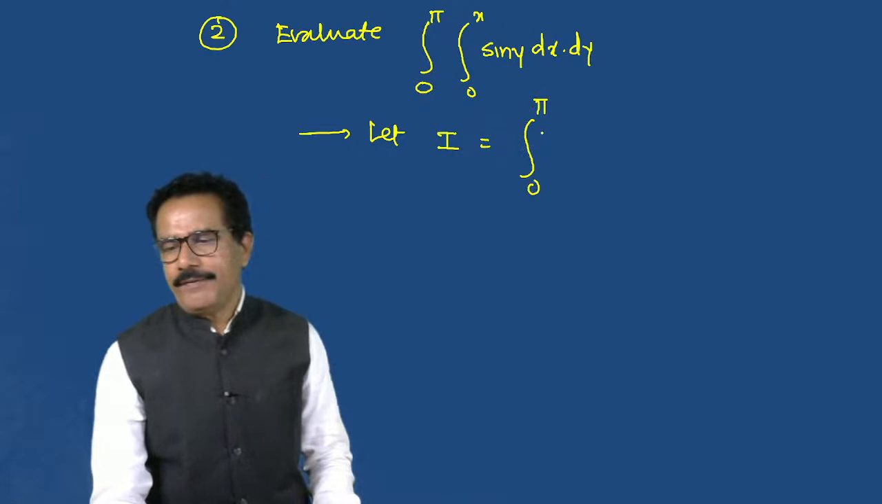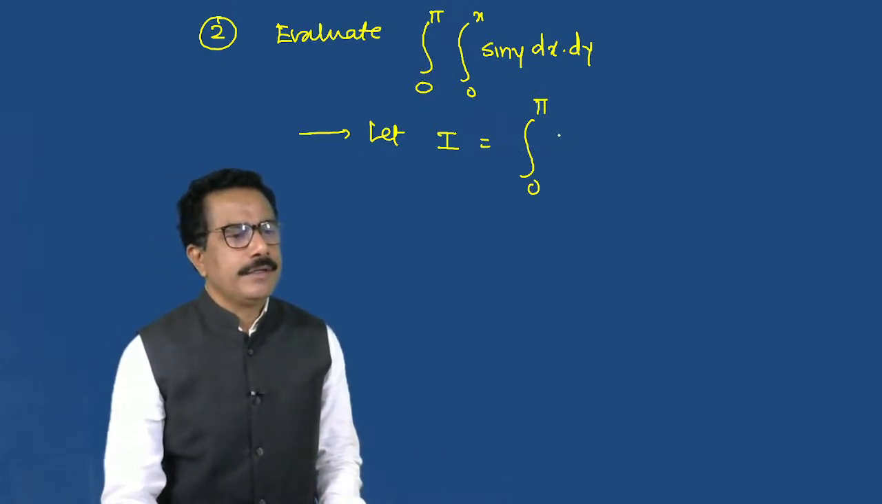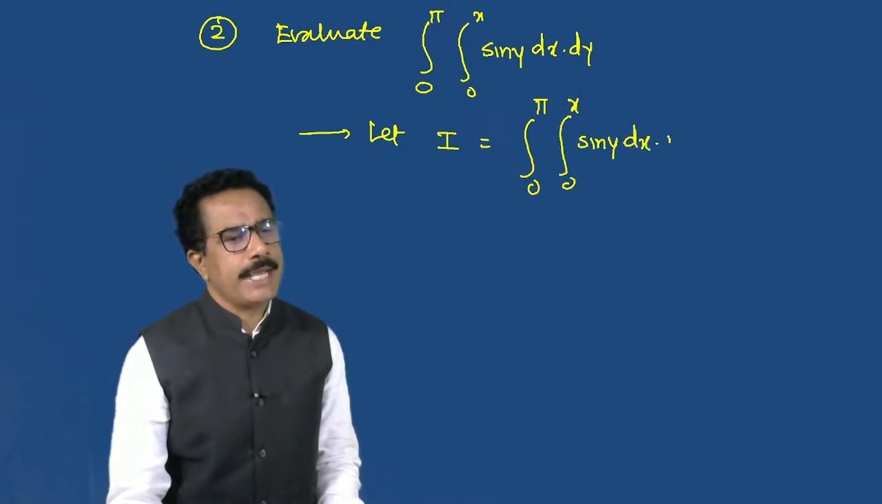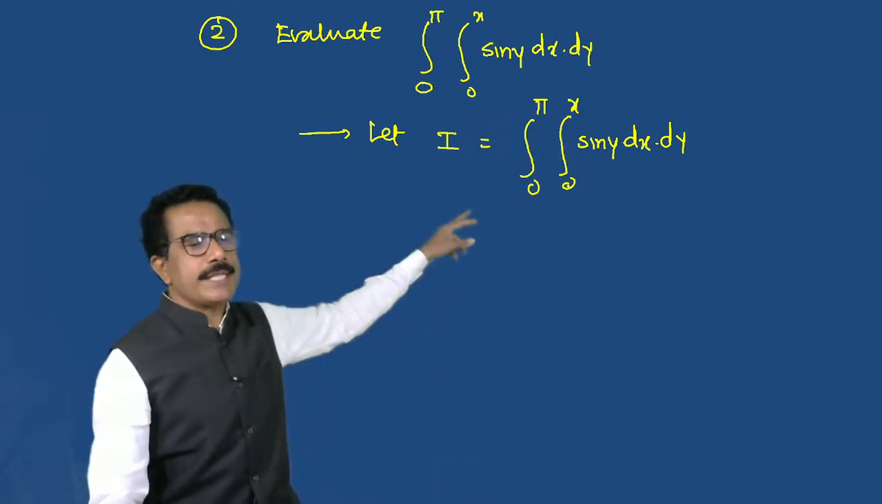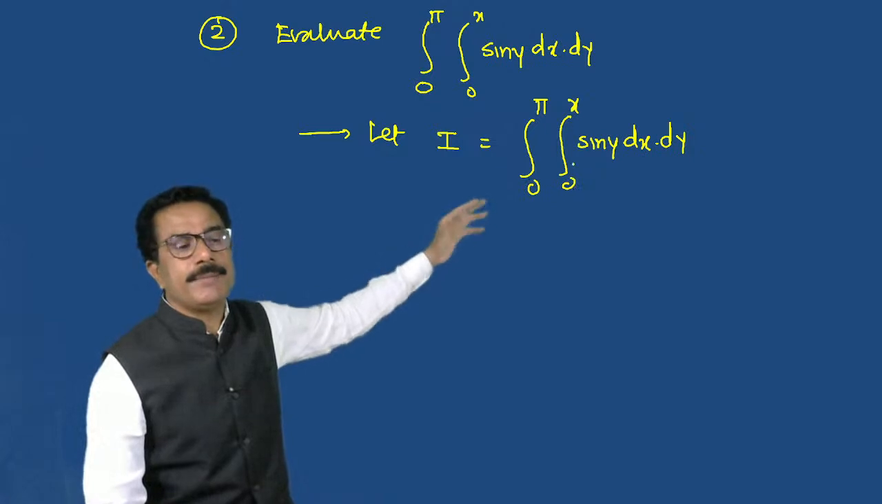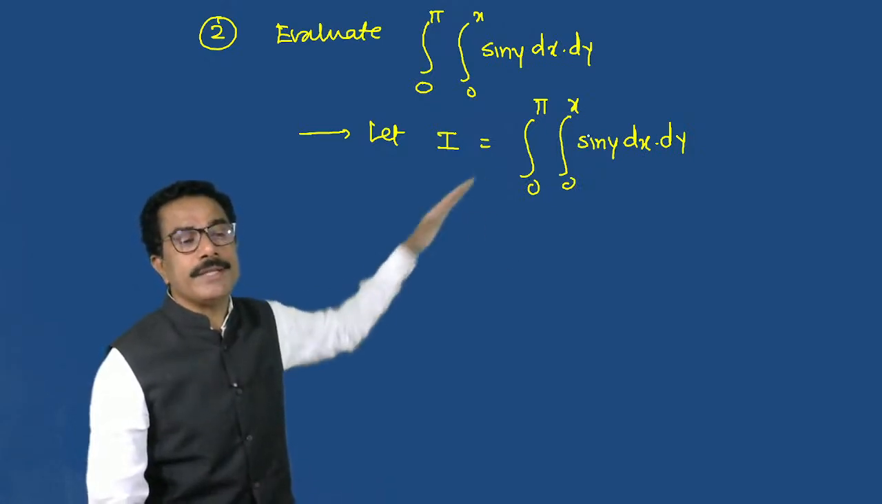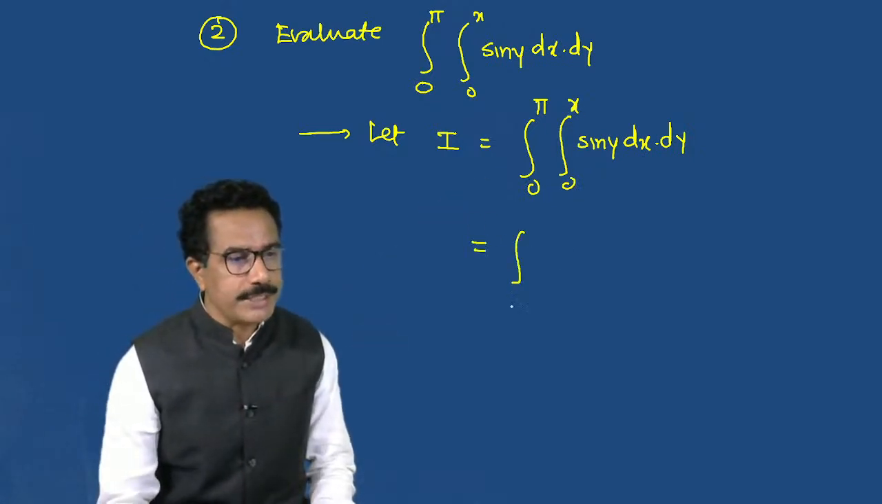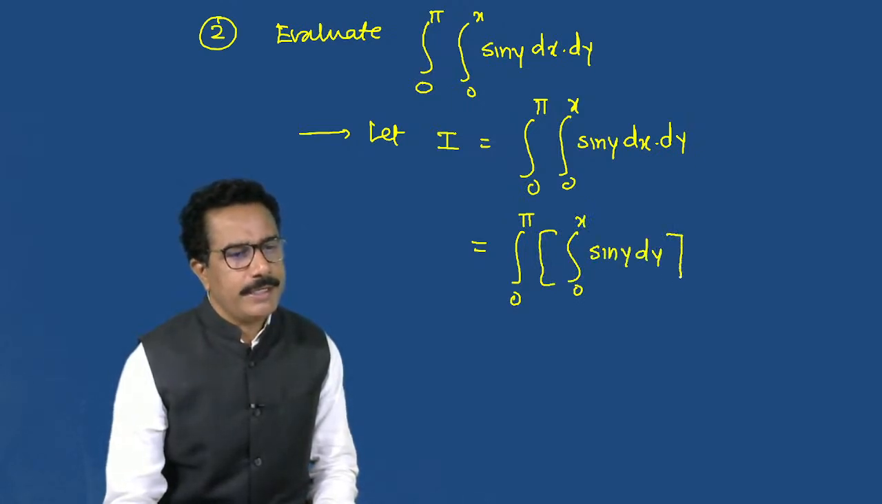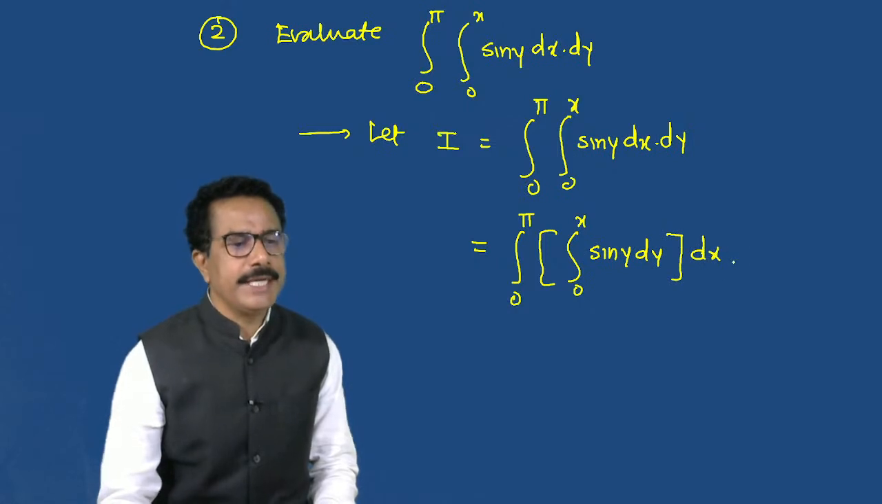Come on, give me the answer quickly. Double integral from 0 to x sin y dx dy. So this second integral has a limit in terms of x, that means y goes from 0 to y equals x. So we have to take this integral with respect to y first: integral from 0 to x sin y dy, keeping dx constant.